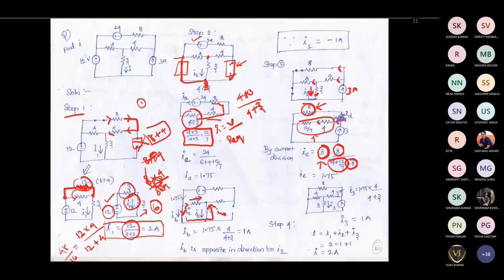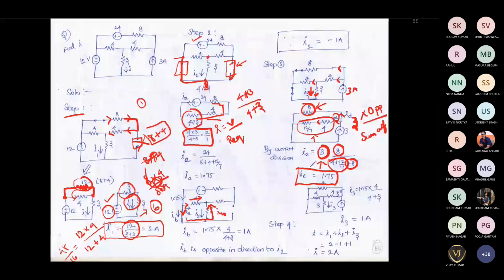It is mentioned as ID and IE. So we need to find IE. In order to find IE, what do we need to do? We have to multiply the opposite resistance divided by the sum of the resistances, then multiply by the overall current. The overall current is 3 ampere. If you obtain it like this, we are getting IE as 1.75 ampere.